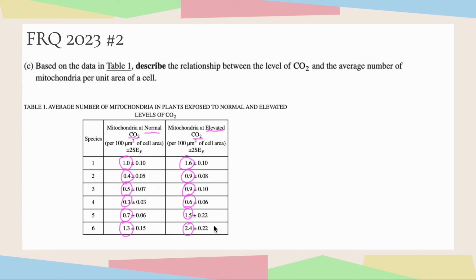I'm noticing that in every case, the mitochondria when carbon dioxide is elevated is greater than the mitochondria when carbon dioxide is normal. So in order to answer this, I could simply state that. I could say the average number of mitochondria is greater when carbon dioxide is elevated than when carbon dioxide is normal.